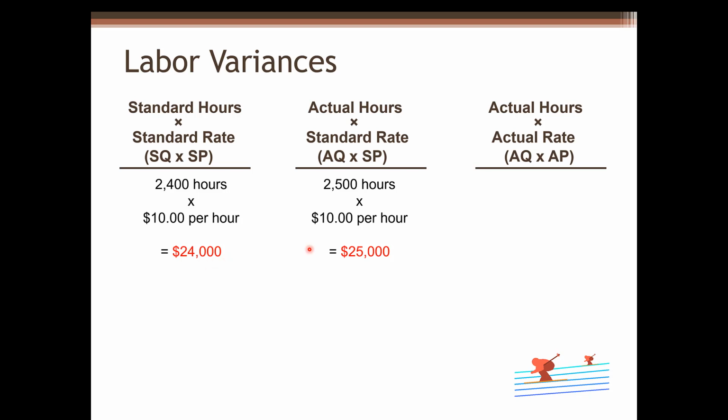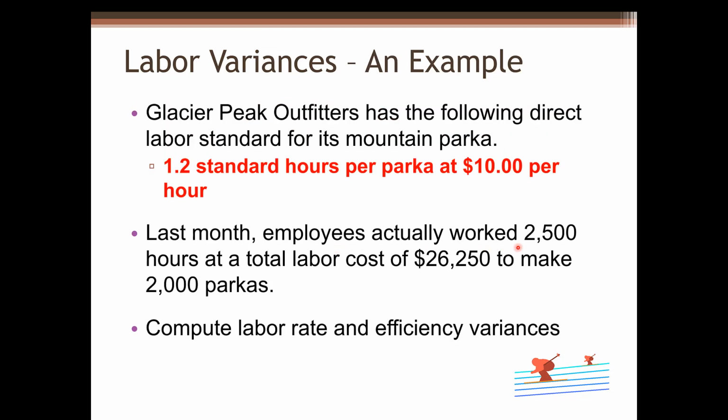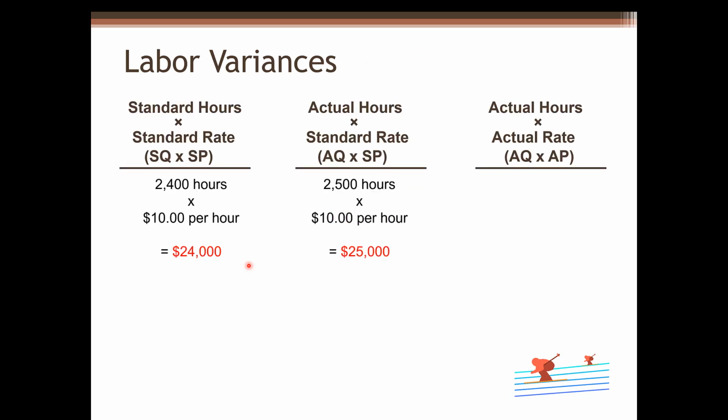Column 2, actual hours times standard rate. Actual hours. If you go back, take a look at the previous slide. Employees actually worked 2,500 hours. So we use 2,500 hours multiplied by $10 per hour, and we can get $25,000.